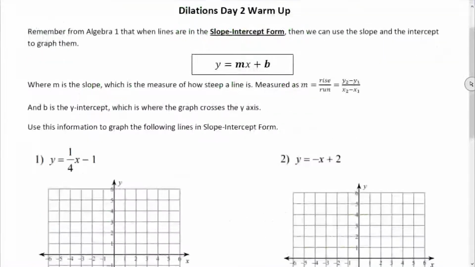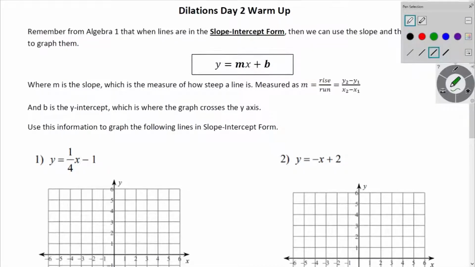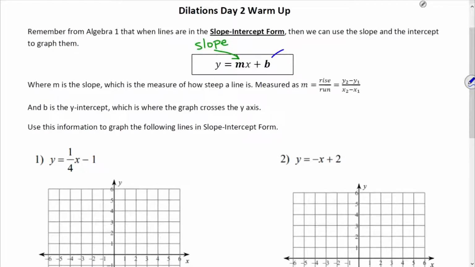Let's get started. The first idea is a reminder from Algebra 1 about the slope-intercept form of a line, which is in the form y equals mx plus b, where m is the slope and b is the y-intercept, or where the line crosses the y-axis. So we measure slope as the steepness of a line, as in the rise over the run. And we measure the y-intercept by, again, where it crosses the y-axis.